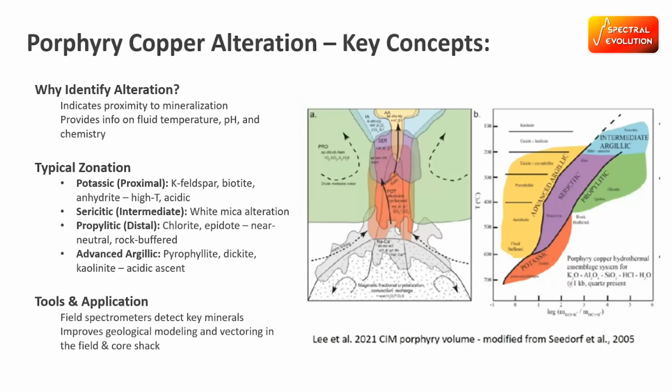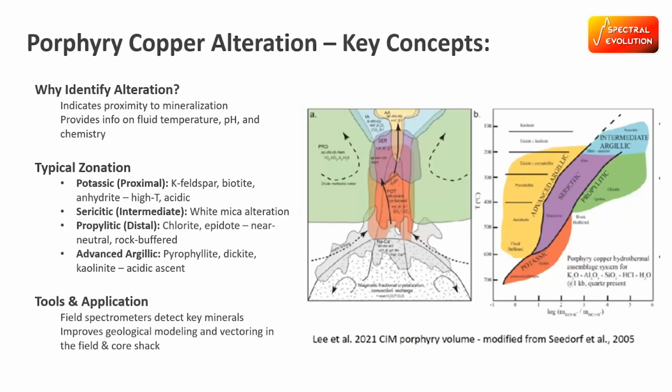So, porphyry copper alteration and the key concepts. Why identify alterations? They indicate proximity to mineralization and provide information on the fluid temperature, pH, and chemistry of those deposits. So identifying alteration assemblages is key to understanding porphyry copper systems.